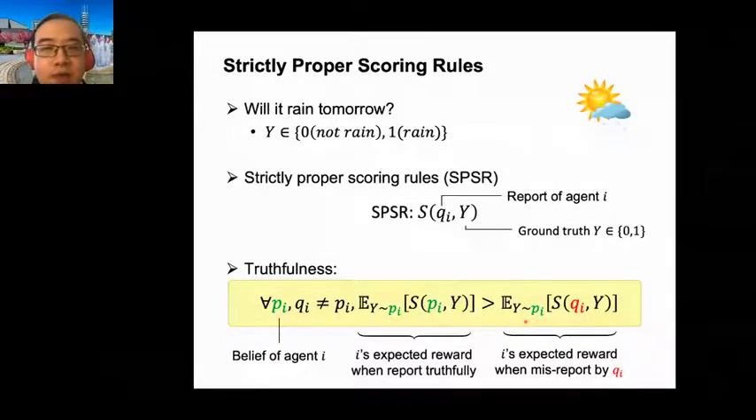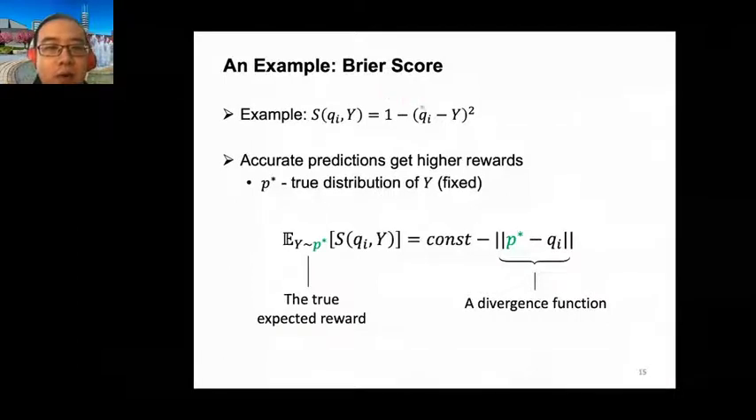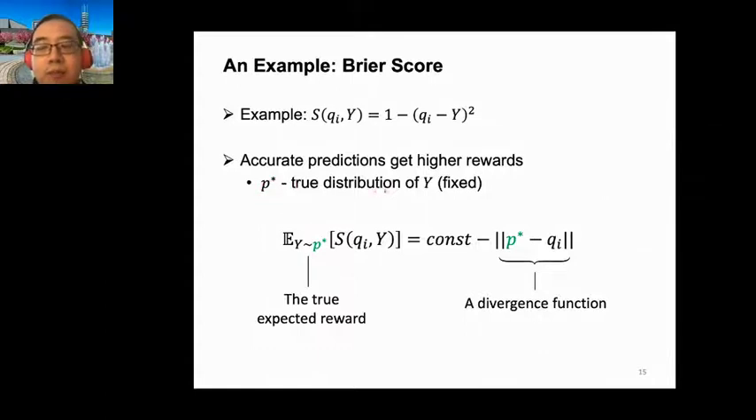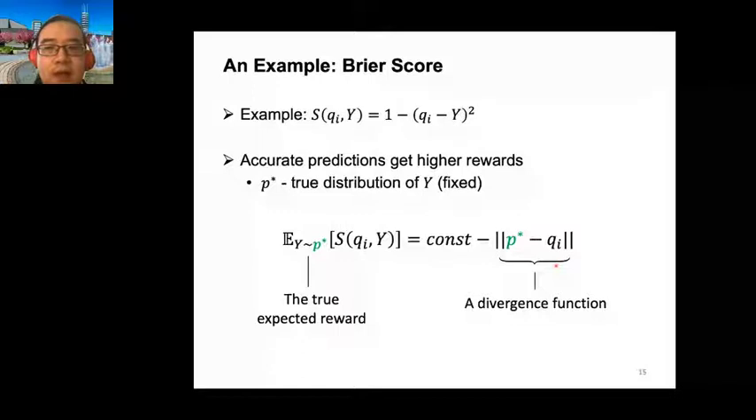An example of the strictly proper scoring rules is the Brier score, one of the most widely used strictly proper scoring rules. It is 1 minus the quadratic difference between the reported prediction and the actual outcome Y. And it also reflects the accuracy. So suppose P star is the true probability from which Y is drawn, then the true expected score of reporting Qi is equal to a constant minus the quadratic difference between the true probability P star and the reported prediction Qi.